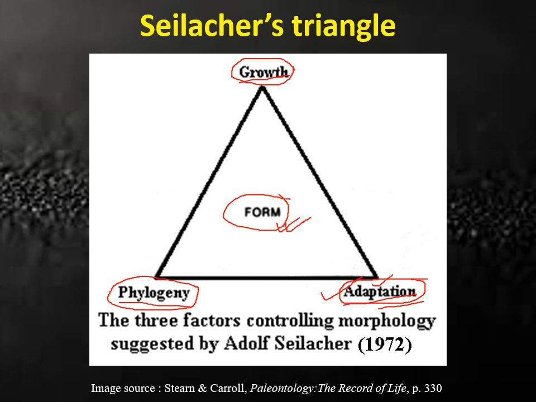That is, the organism may not be well adapted, may not be best fit to survive. A less adaptive form may also survive. And for that, the form of an organism, the morphology of an organism, does not depend only on adaptation, but also on growth and phylogeny. And this was proposed in 1972 by Adolf Seilacher. This triangle picture was given by Adolf Seilacher, and according to his name, this triangle is known as Seilacher's triangle.